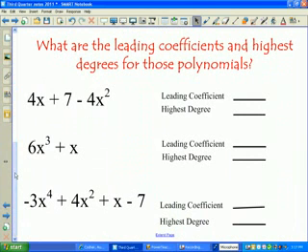So for my first example, 4x plus 7 minus 4x squared, what will be my highest degree? Hopefully you will say to the 2nd power, or 2 will be my highest degree, because that's my highest exponent for that example. So now, in order to figure out the leading coefficient, I need to look at the number that's in front of my x that has the highest degree. In this case, it's not going to be 4, it's going to be a negative 4.